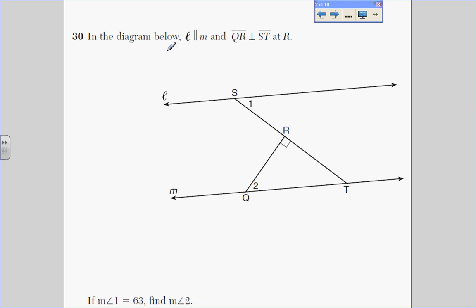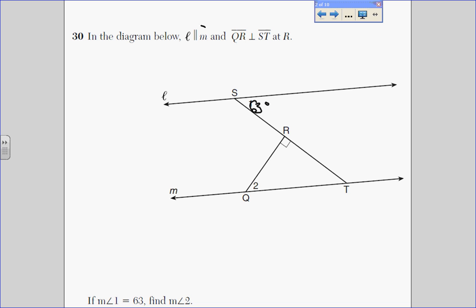In the diagram below, line L is parallel to line M and line QR is perpendicular to ST at R. If the measure of angle 1 is 63, find the measure of angle 2. As with all problems in geometry, you should begin by labeling the given information. Angle 1, we are told, is 63, so we're going to go ahead and label angle 1 63 degrees.